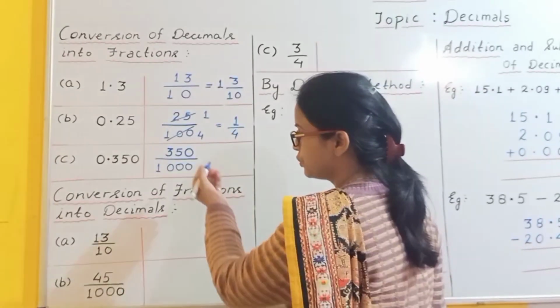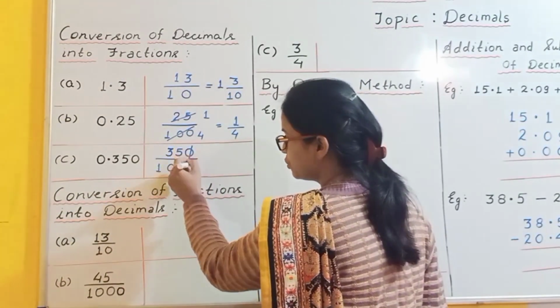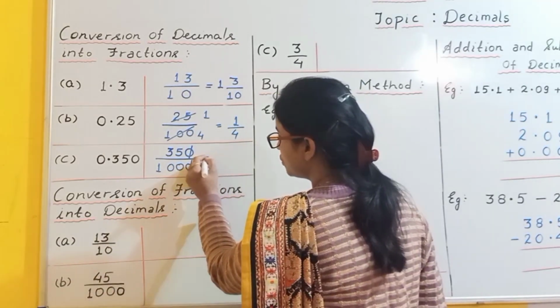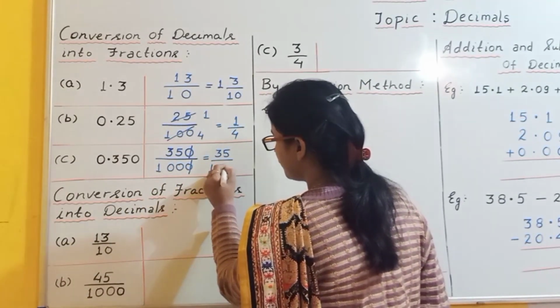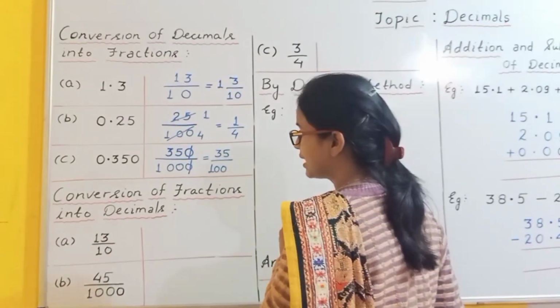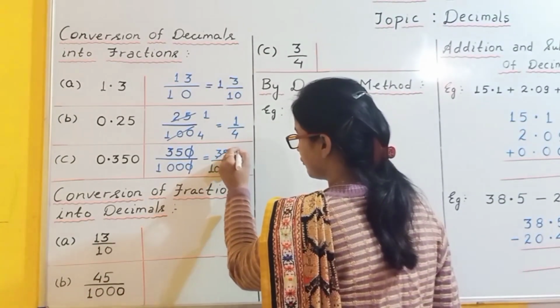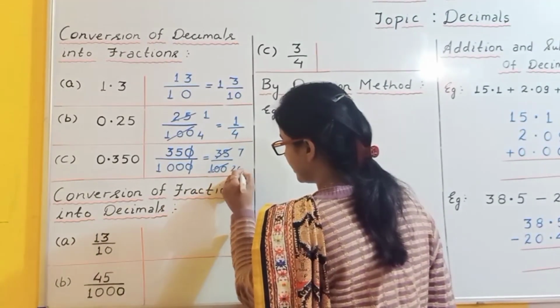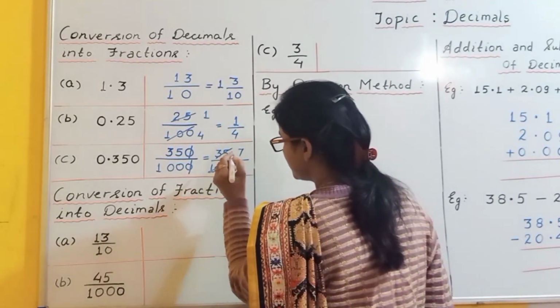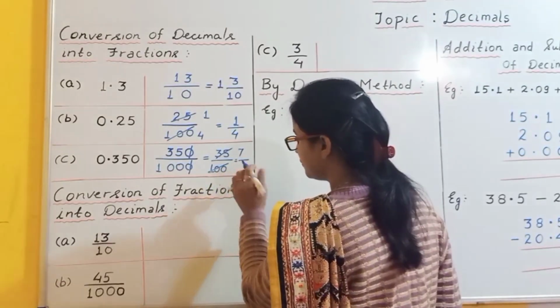Here again you can see we can cancel 0 and 0. So we get 35 upon 100, and it can also be cancelled by 5. 5 sevens are 35, 5 twos are 10. So the fraction will be 7 upon 20.